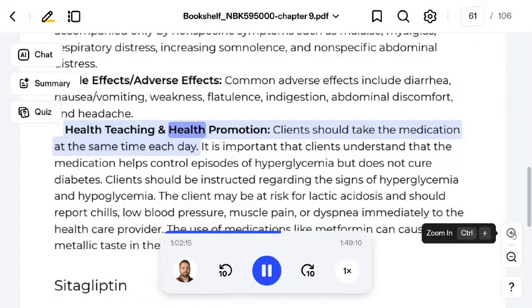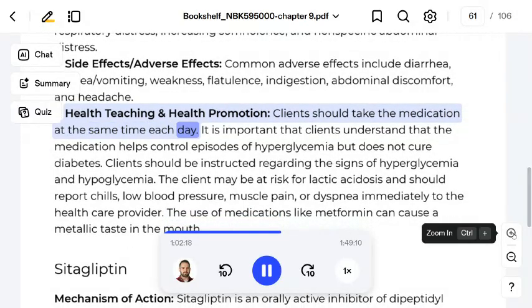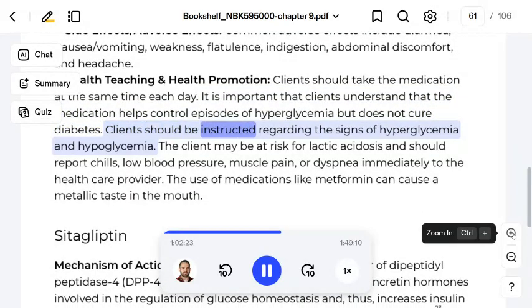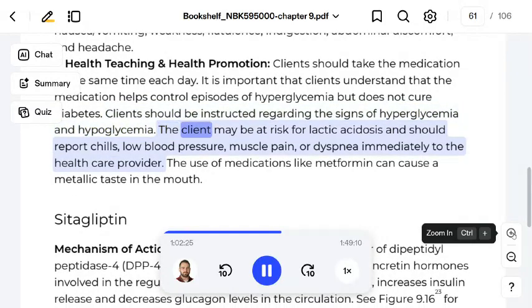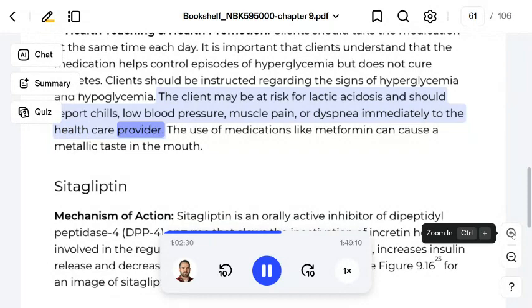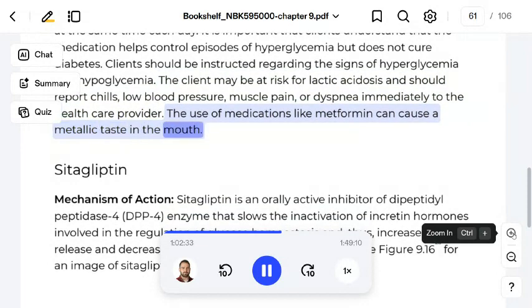Health teaching and health promotion. Clients should take the medication at the same time each day. It is important that clients understand that the medication helps control episodes of hyperglycemia but does not cure diabetes. Clients should be instructed regarding the signs of hyperglycemia and hypoglycemia. The client may be at risk for lactic acidosis and should report chills, low blood pressure, muscle pain, or dyspnea immediately to the healthcare provider. The use of medications like metformin can cause a metallic taste in the mouth.